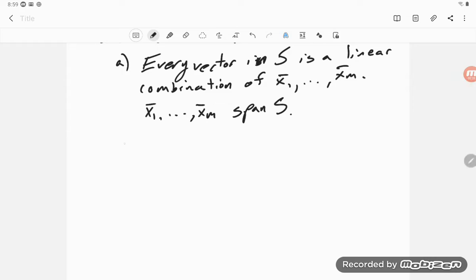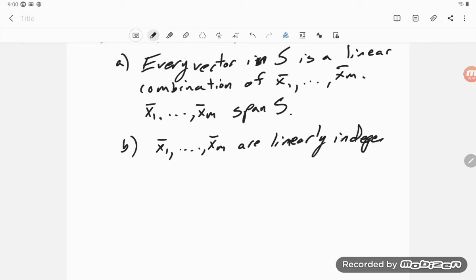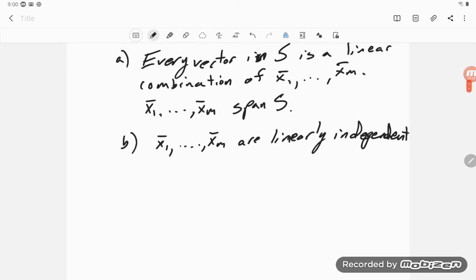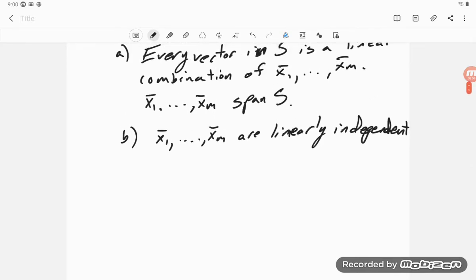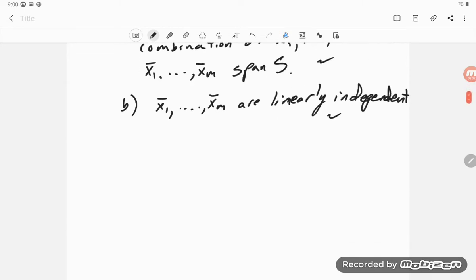And then B, they are a linearly independent set of vectors. So x1 to xm are linearly independent. Okay, so there you go. That's all it takes. And so if you're checking to see if something is a basis, those are the two things you would check. Does it span, and are they linearly independent?